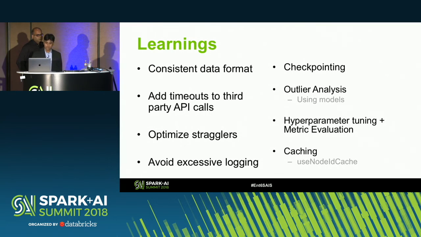Spark has an array of different algorithms for hyperparameter tuning and metric evaluation. You should use that, use metric evaluation as much as possible so that you get the best model as an output. And when you are training really large trees or ensembles, make sure you enable use node ID cache. What happens when you enable this is that the trees or ensembles that you train, they train really fast. This is kind of an optimization.